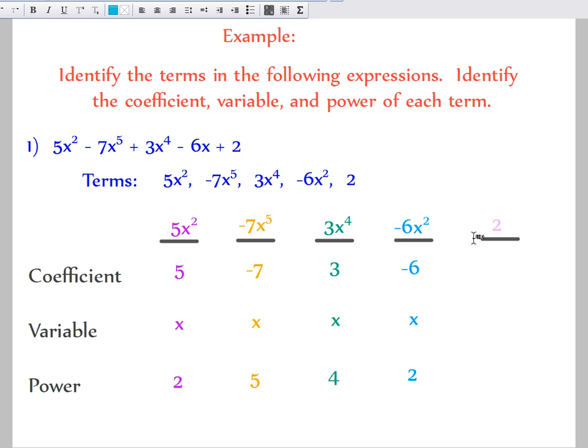Now let's quickly talk about our little constant on the end. If there's no variable there, can I call it a coefficient? Nope, I can't. If there's no variable, I can't write a variable down. But here's the kicker, here's the teaser. A power on a constant is 0. If I'm asked to find the factors of each term, remember I simply split the term up into its individual parts.